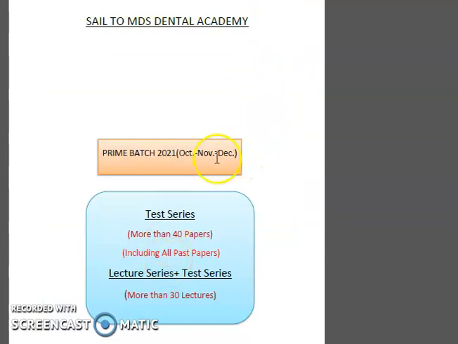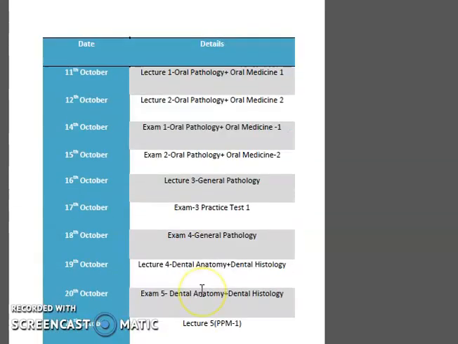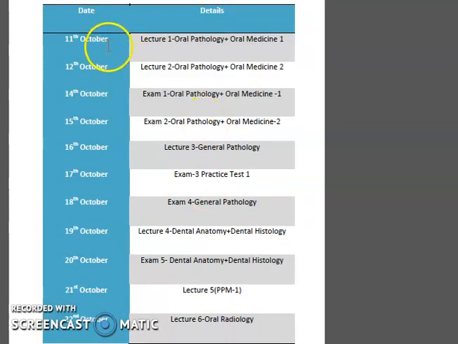Aspirants, you can see we have the prime batch for these coming 3 months. We also have the test series. Those students who want to just join the test series can do so. We have more than 40 papers, including all past papers of NEET, INICET and SR ship papers. Then we have the lecture and test series with more than 30 lectures. You can see we are starting from the 11th October.